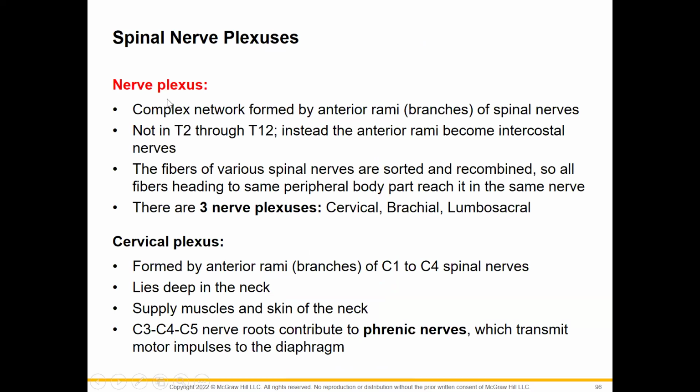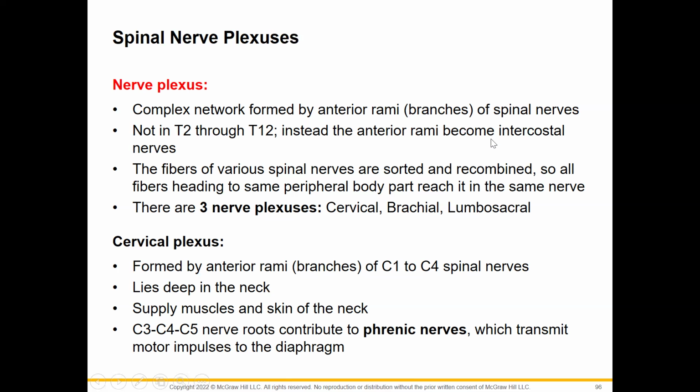So a nerve plexus is a complex network formed by the anterior rami of the spinal nerves. It's not in T2 through T12, so you don't have any nerve plexus in the thoracic area from T2 to T12. Instead, the anterior rami become your intercostal nerves. Everywhere else, you will have these nerves forming these complex networks, these nerve plexuses, except here, where the nerves form intercostal nerves.